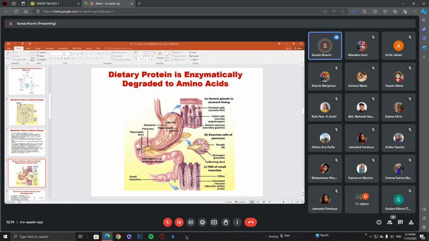So eventually the proteins are degraded here into amino acids, and those amino acids are then absorbed in the villi of the small intestine. The villi are made up of villus, and the villus contains the intestinal mucosa cells, and those mucosa cells absorb the amino acids. Okay, so by that the amino acids are absorbed and eventually they will be transported to the liver.